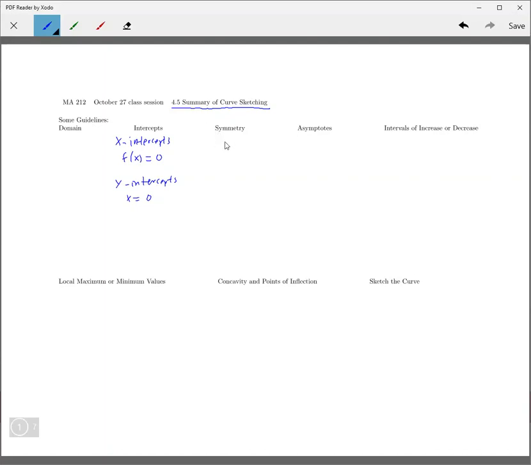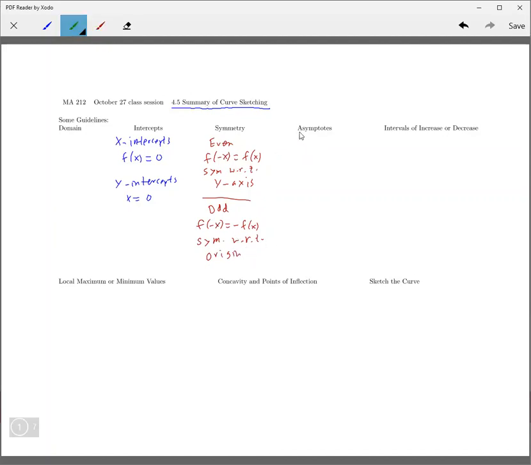Okay, symmetry. With symmetry, you have two kinds of functions. You have even functions, where f of negative x equals f of x. This is symmetric with respect to the y-axis, so it's a reflection of it over the y-axis. And then you have odd functions, where f of negative x is equal to negative f of x. This is symmetric with respect to the origin.